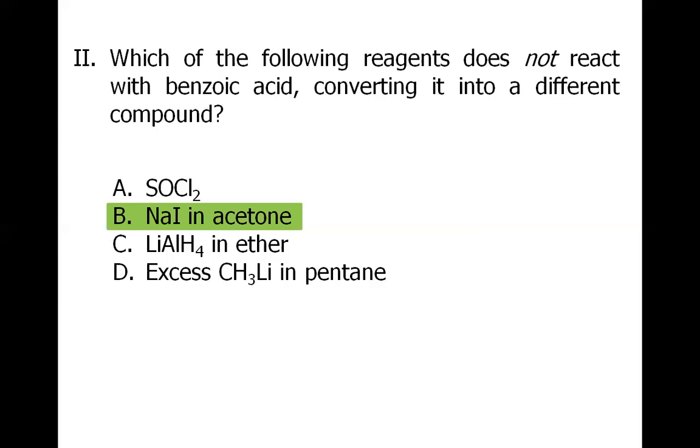And if you look at option C, lithium aluminum hydride in ether, yes, we have the reduction of benzoic acid to the benzyl alcohol using lithium aluminum hydride. If you look at D, excess methyl lithium in pentane, we also have a reaction of benzoic acid with this excess methyl lithium to afford the ketone. So option A, C and D all are the known reactions with the benzoic acid, but there is no reaction with the option B, that is the sodium iodide.